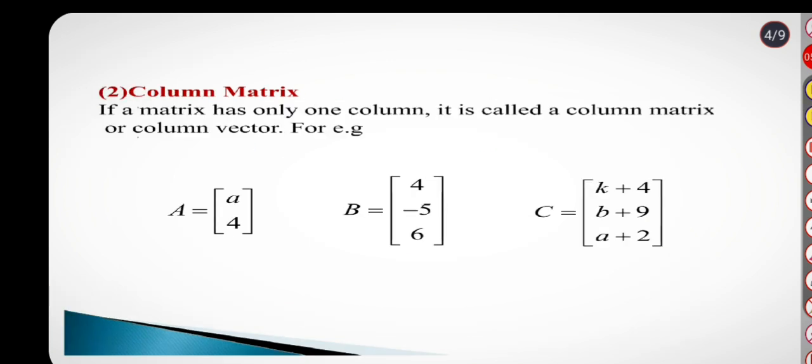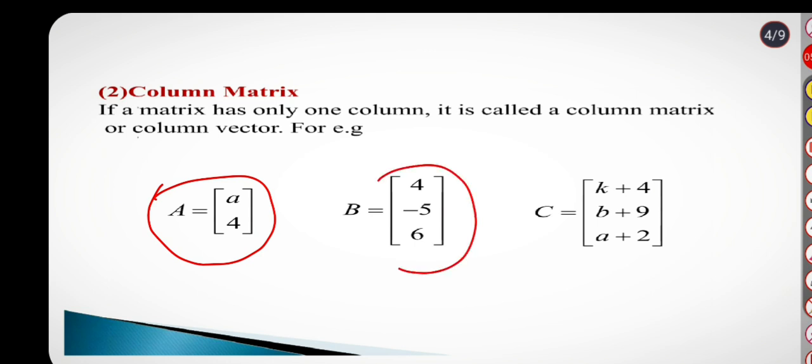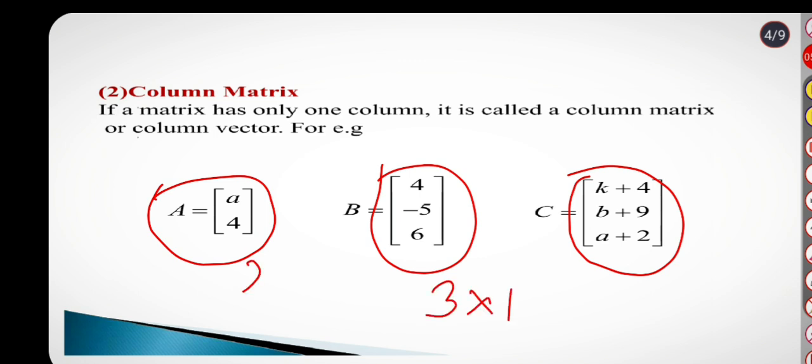If a matrix has only one column, it is called a column matrix or column vector. For example, you can see that there is only one column and two rows. There is also one column and three rows. The order of this matrix should be 3 cross 1. This is 2 cross 1. This is 3 cross 1.